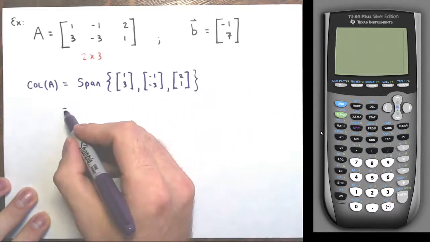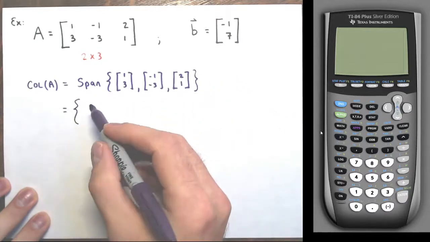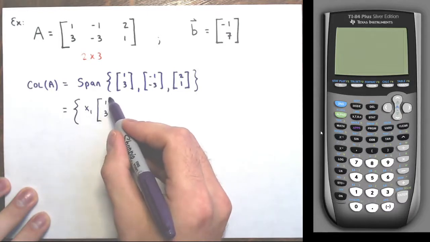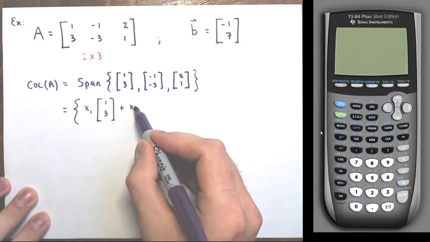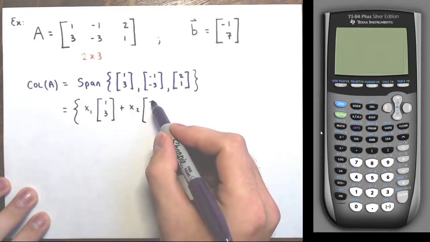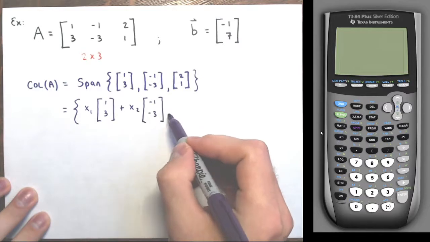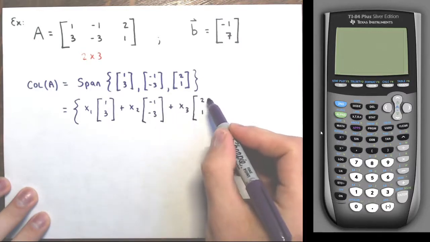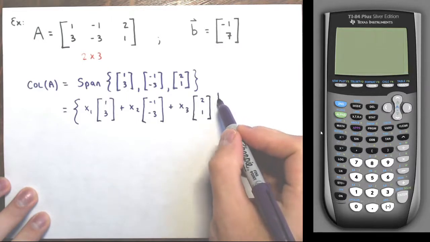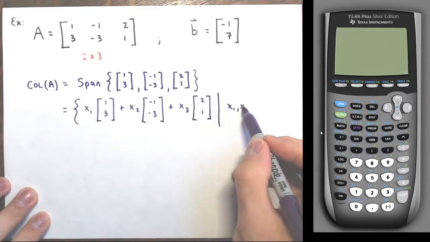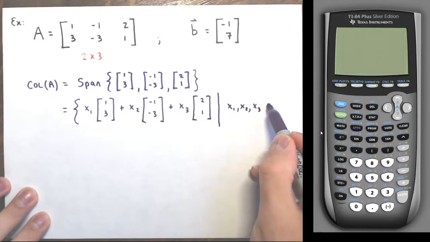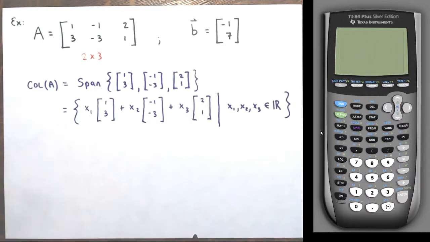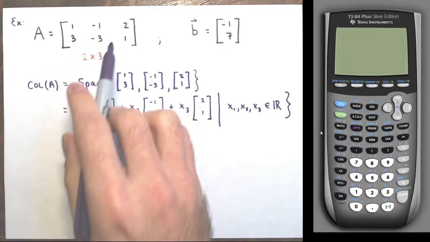Another way you could write this is as the set of all linear combinations: scalar x1 times vector 1, 3, plus scalar x2 times vector -1, -3, plus scalar x3 times vector 2, 1, such that x1, x2, and x3 are scalars, and in this case the scalars are real numbers. So those are a couple of ways you can describe the column space of this matrix.